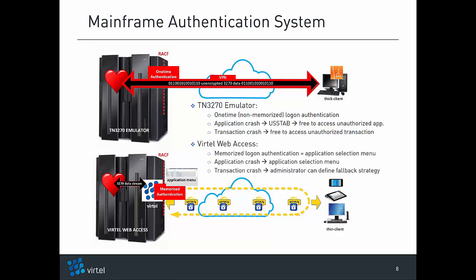Instead, Virtel Web Access memorizes the logon authentication and authorization in the form of the application selection menu that we displayed a few slides ago. When an application crashes, users are sent back to their own application selection menu. Administrators can define a fallback procedure that Virtel will implement when a transaction crashes. The bottom line is that Virtel users are never allowed to roam free inside the host after an application or transaction crash. Another instance of Virtel Web Access keeping the control of access to host assets on the host where it belongs.